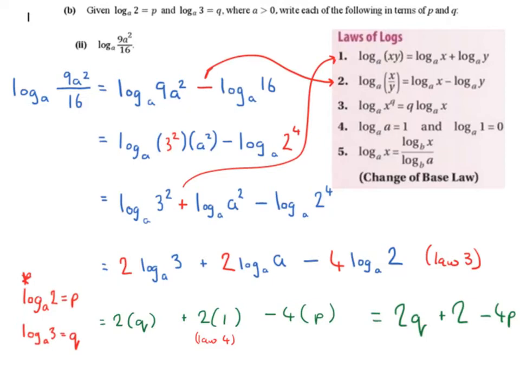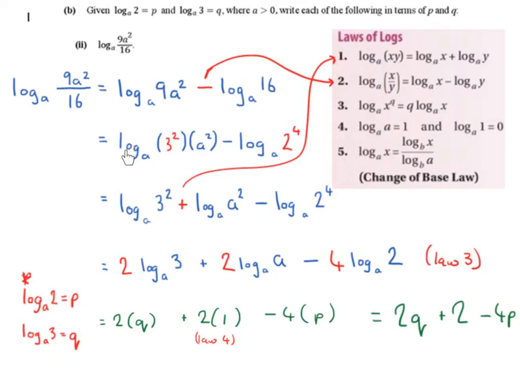Now again, like with the first part, we want to rewrite the 9 and the 16 as 2 to the power of something and 3 to the power of something. So the 9 can be rewritten as 3 squared, 3 by 3 is 9, and that's 3 squared multiplied by a squared. And the 16 can be rewritten as 2 to the power of 4, 2 by 2 by 2 by 2 is 16.